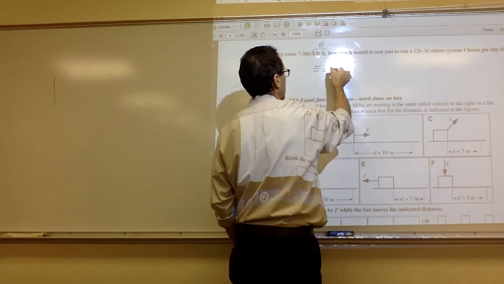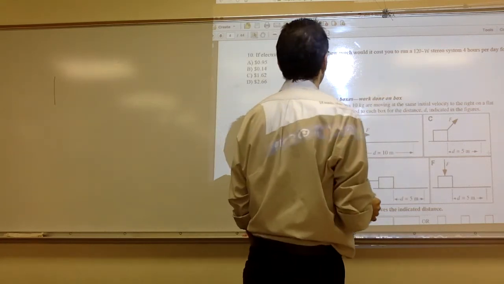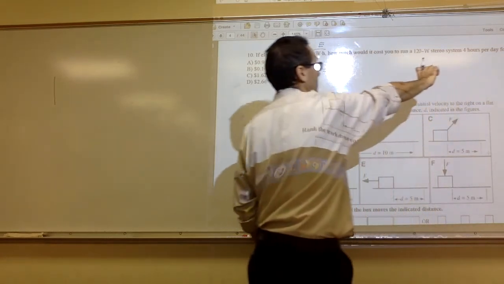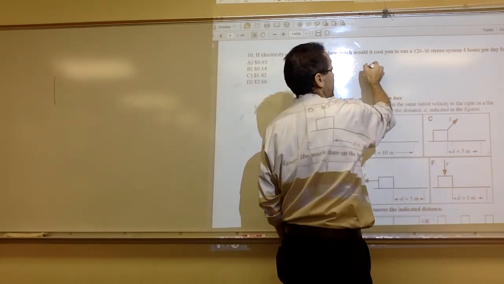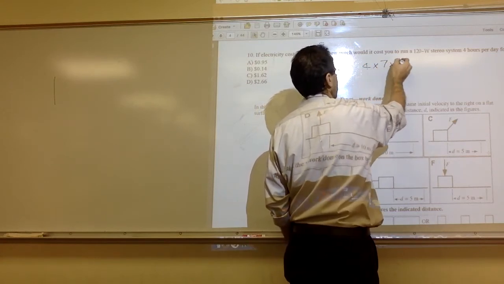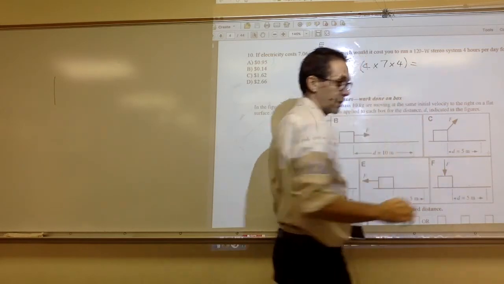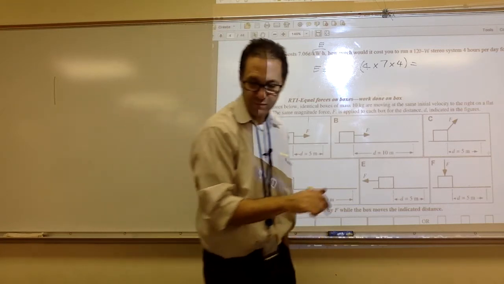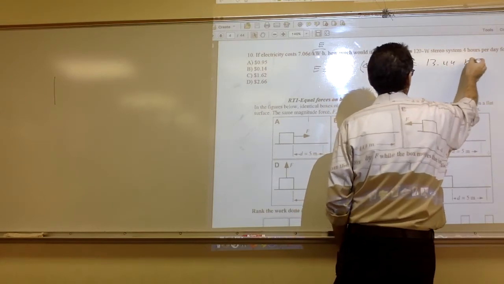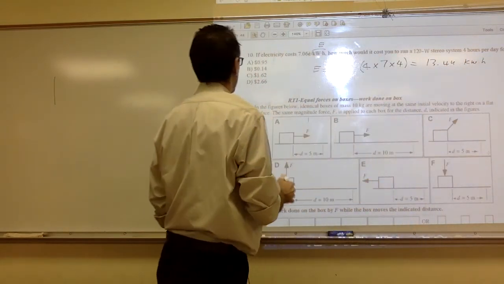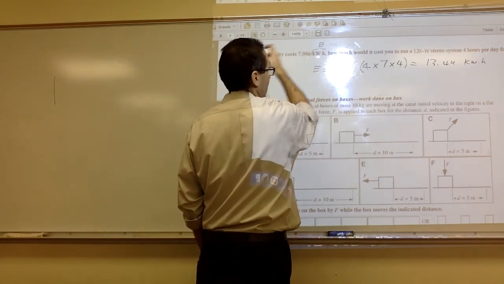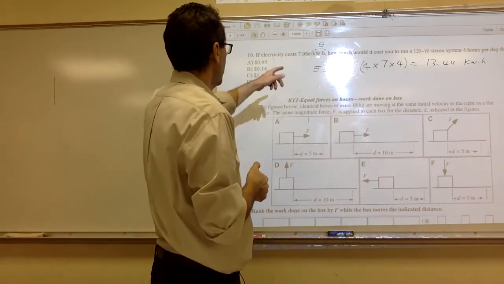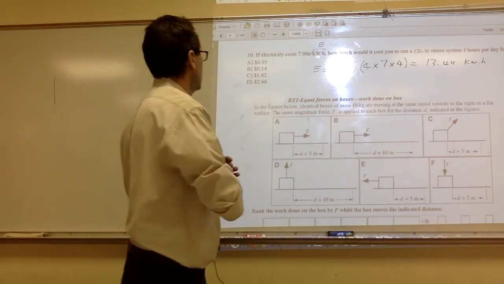So it's 120 watts, which means 0.120 kilowatts. The time is 4 hours per day for 4 weeks. So 7 days times 4 weeks. Okay, and we should get 13.44 kilowatt hours. Now if it costs 7.06 cents per kilowatt hour, to find the cost for this length of time, you just have to multiply 13.44 by 7.06 and you get your answer in cents.